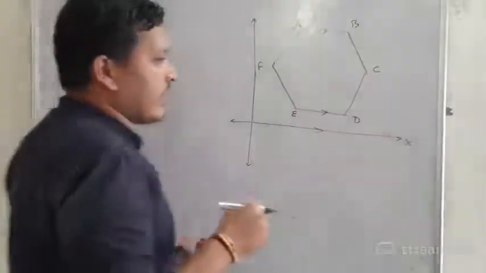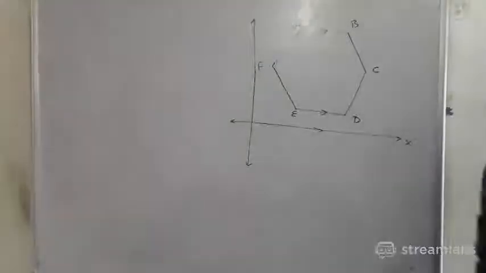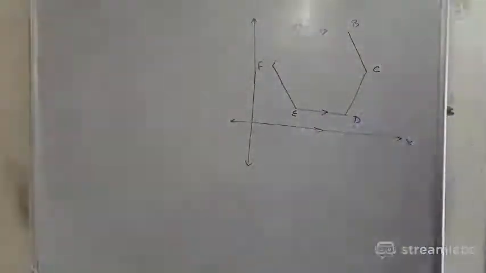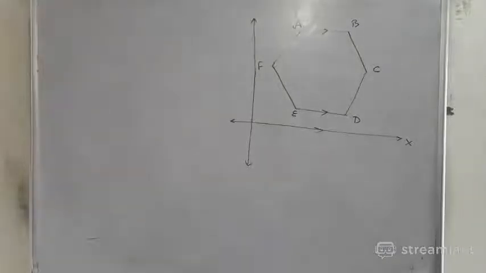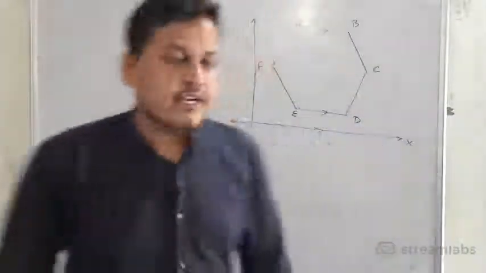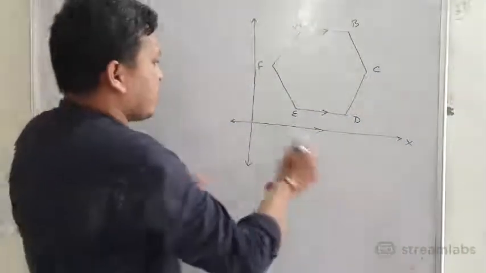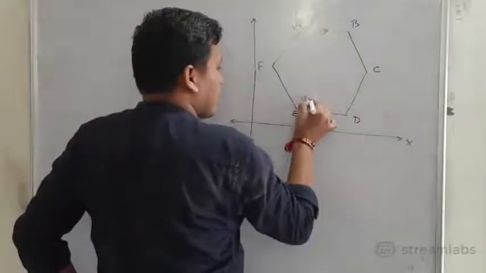Okay. Now here we need each interior angle of the hexagon. So tell me, what is each interior angle of the regular hexagon? Tell me first, what is the value of each interior angle of a regular hexagon? Very good, Samarth. 120 degree. Each interior angle of the regular hexagon is 120. This means this angle is 120 degree.